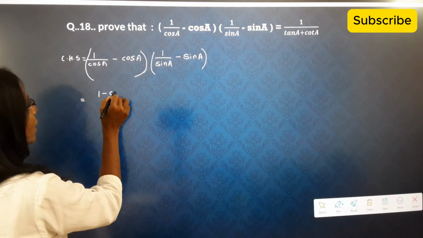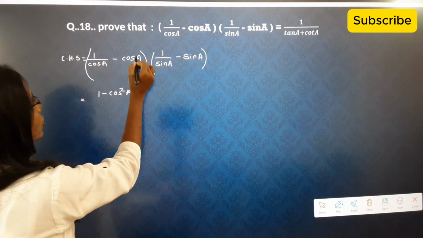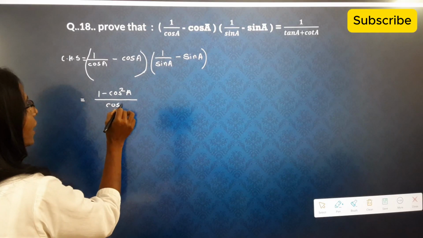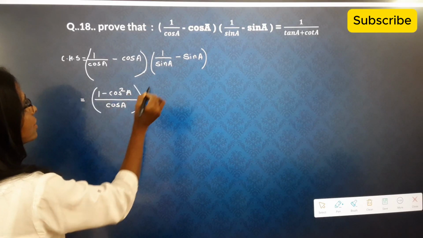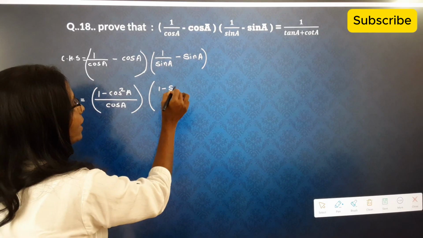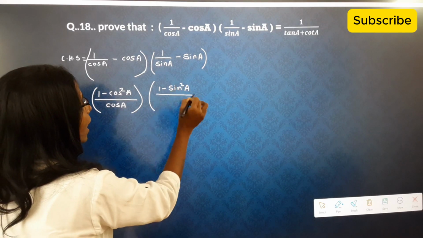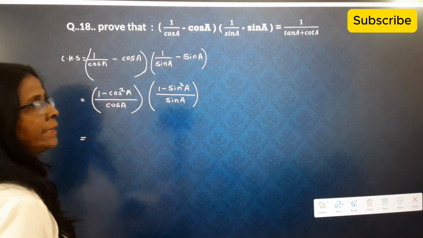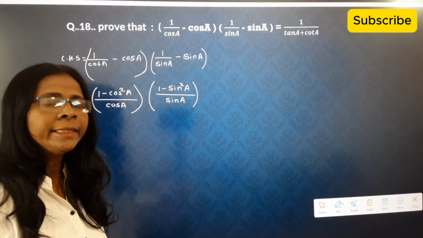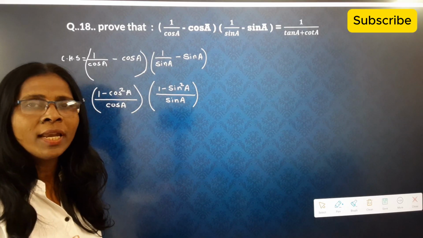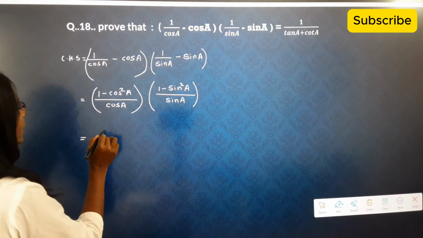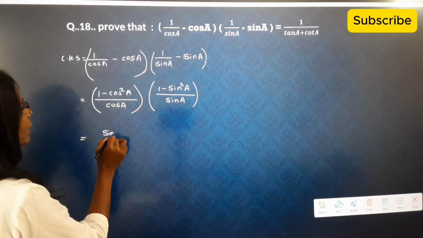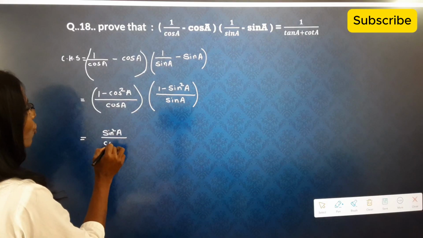So 1 minus cos square A, that is a cross multiply. So here cos A. Now here, students, here also cross multiply, 1 minus sin square A upon sin A. So now see here, this comes from the identity sin square A plus cos square A is equal to 1. So here 1 minus cos square A is equal to sin square A upon cos A.